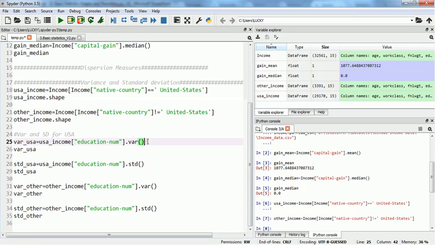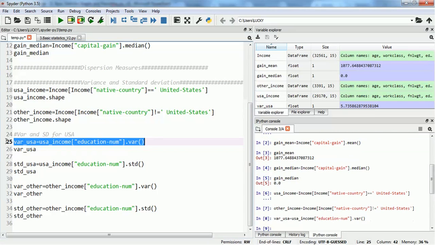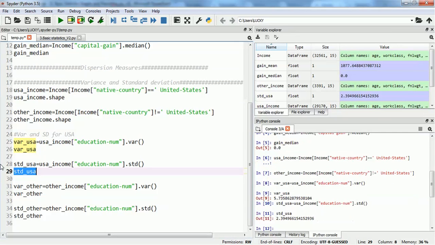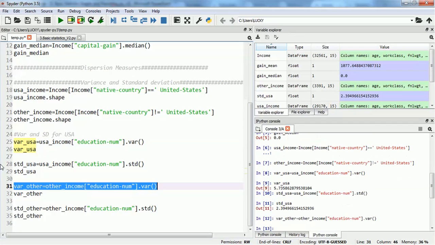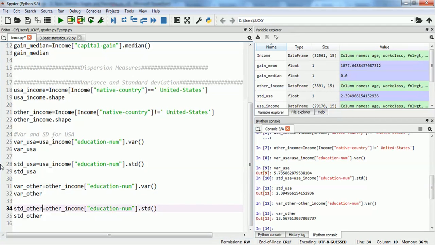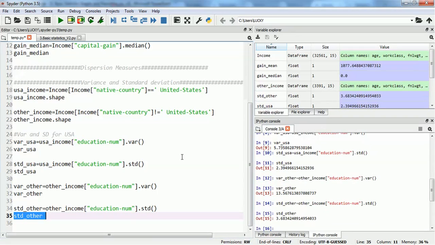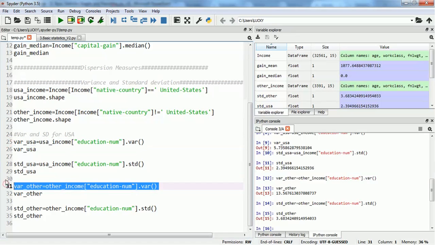Now we will calculate the variance for the United States income. The value of variance is 5.73, and the standard deviation for United States residents is 2.39. If we calculate the variance of other, it is 13.57, and the standard deviation of other is around 3.68. Variance and standard deviation signify nearly the same thing, but let us consider the variance at this point for USA and other. So the variation of the income in education number is 5.73 for the US, and for other it is 13.56.